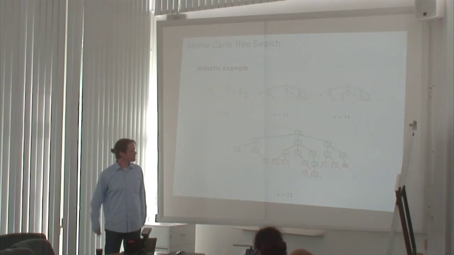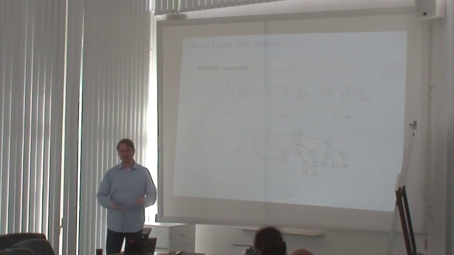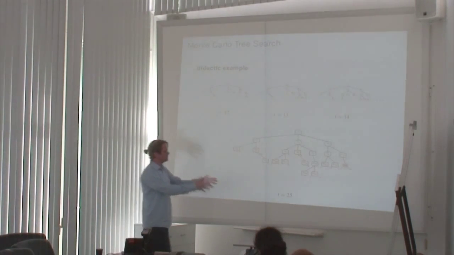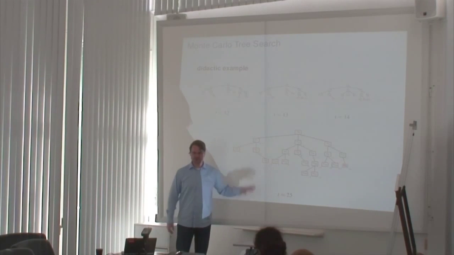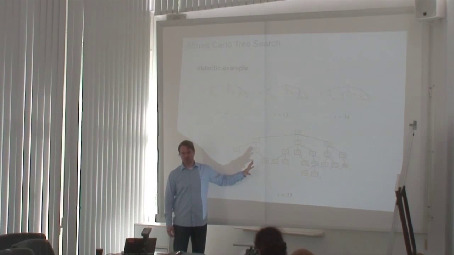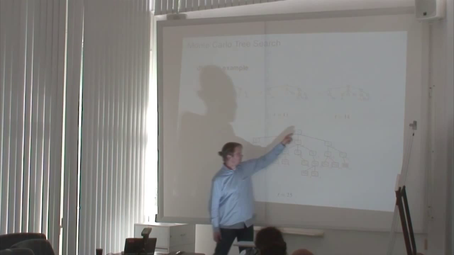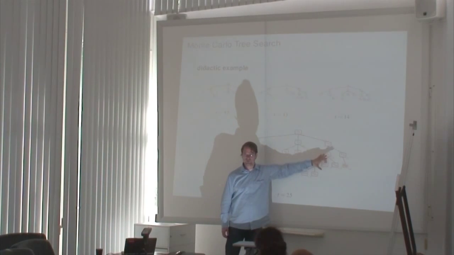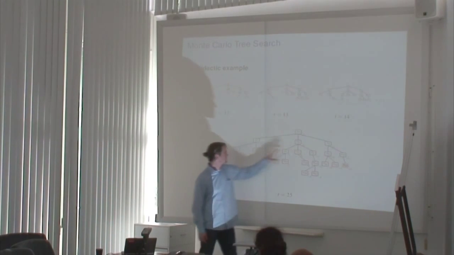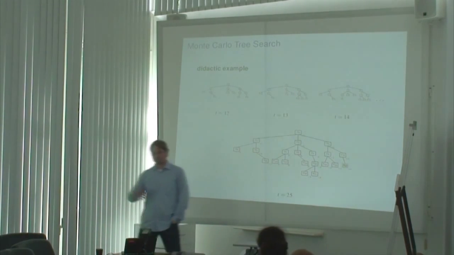Can you read the numbers? Where would we move next in this example? N3, exactly. Right? Because after 25 random explorations of this tree, this algorithm has established that, apparently on average, the payoff for this branch is higher than the payoffs for the other branches. The average payoff. Right?